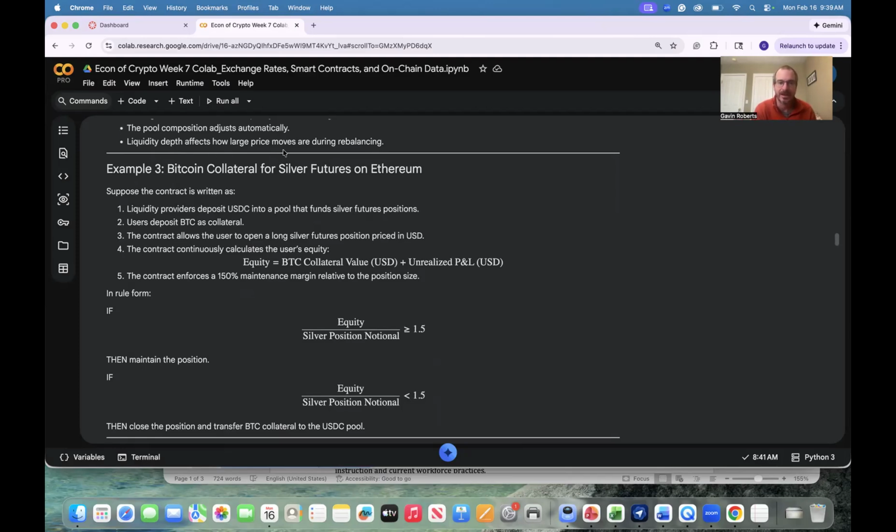And then liquidity depth affects how large price moves are during rebalancing. So if this is a huge pool with billions and billions of Ethereum and US dollars in it, then it's going to be really stable. It's a very deep liquidity. Lots of people are trading in and out of the pool. That will lead to smaller price moves during rebalancing, more continuous and more stable price moves. If it's very illiquid, so there's hardly any trades, then all of a sudden we're going to see large price moves when a transaction occurs.